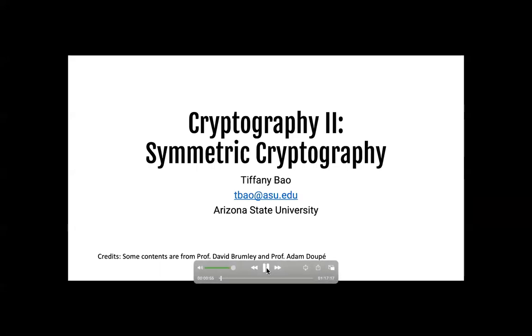We are going to continue to talk about cryptography. If you remember, last time we talked about crypto systems, and then we talked about two different types of cryptography. One is called symmetric cryptography, meaning that the decryption keys and the encryption keys are the same. And the other is called asymmetric cryptography. In today's lecture, we're going to focus on symmetric cryptography.